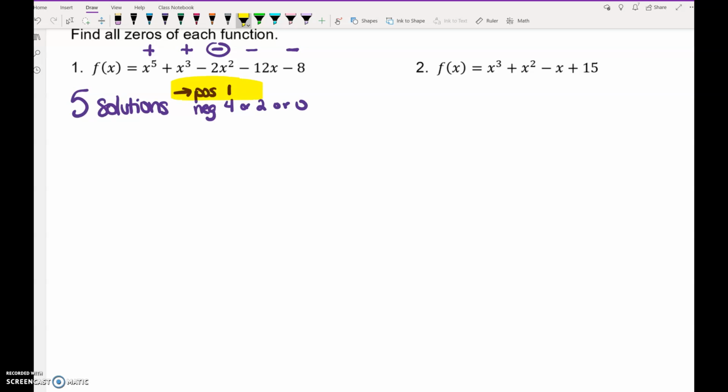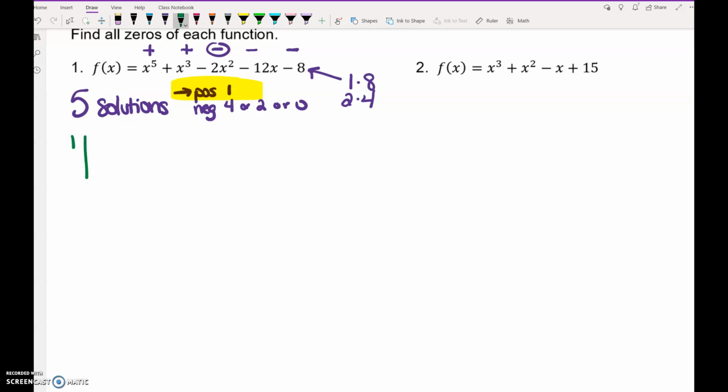Positive. We definitely want to test our positives because we are guaranteed to get one positive solution. The possible solutions come from the constant number. Our constant number is 8. Ways to multiply to get 8. We can do 1 times 8 or 2 times 4. So we're going to test positive 1, positive 2, positive 4, positive 8. Hopefully we get the solution before we get to positive 8. Okay, that's kind of like the pre-work that you need to do. Now the actual work of testing.